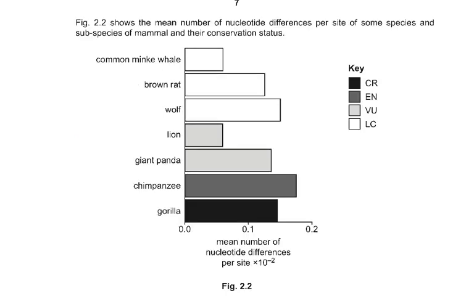Then we come to another part of this question. Figure 2.2 shows the mean number of nucleotide differences per site of some species and subspecies of mammals and their conservation status. The common minke whale seems to have the lowest mean number, because what we have on the x-axis is the mean number of nucleotide differences per site times 10 to the power minus 2. The chimpanzee seems to have the highest, and then after that we have the gorilla, and then the wolf, and then the brown rat and the giant panda, and then the lion and the common minke whale.